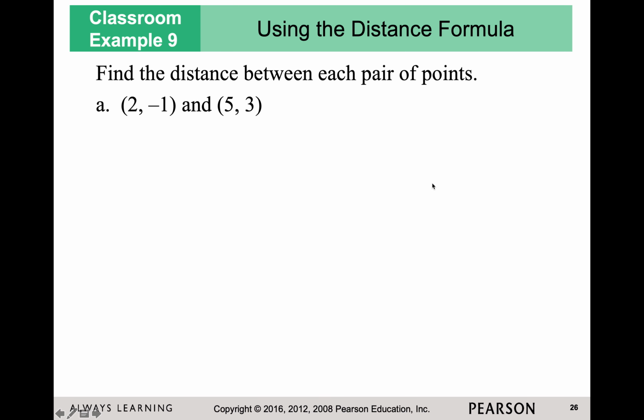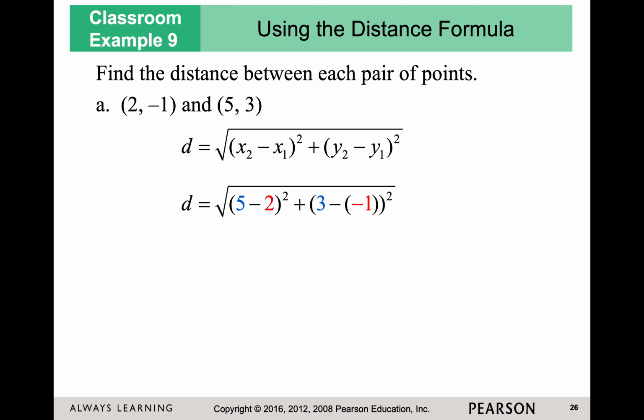So if I'm finding the distance between these 2 points, x1 is 2, y1 is -1. x2 is 5, y2 is 3. I'm going to plug into my distance formula. Now, this is where sometimes students make mistakes.